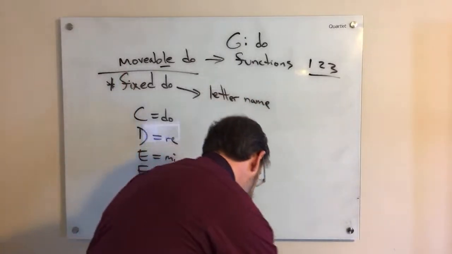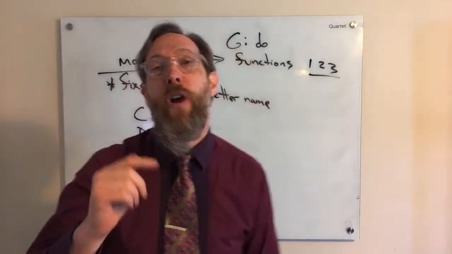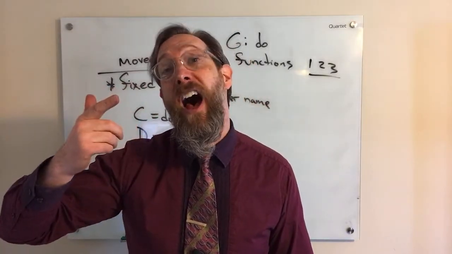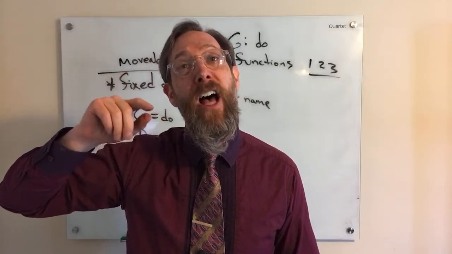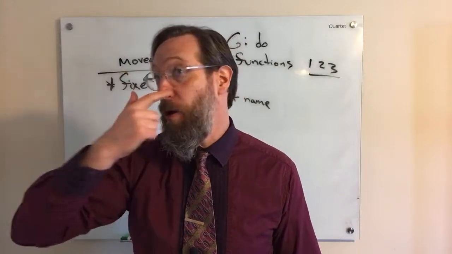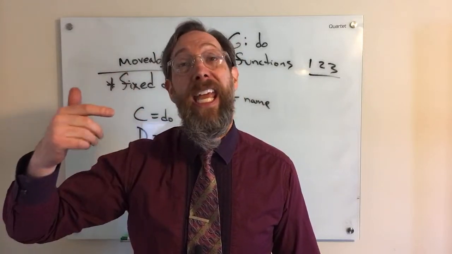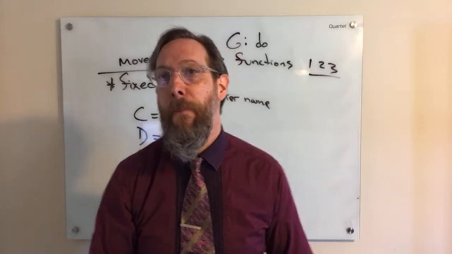But if I was using fixed do, I'd go re, mi, fa, and it's a raised fa, but I just do that in my head. Re, mi, fa, sol, la, and that would be movable do. Or I could go D, E, F, G, A. So those are your connections.